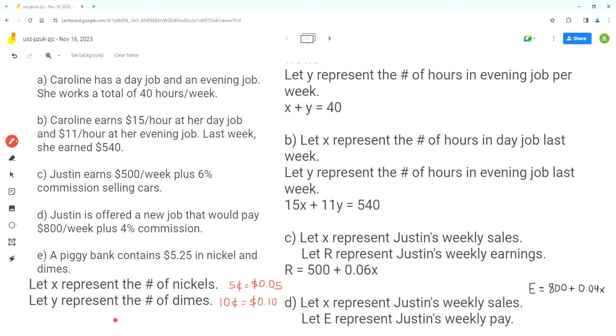So now we can write our equation, and our equation will be 0.05x. So that's the total value of all the nickels in the piggy bank, plus 0.10y. So that's the total value of all the dimes in the piggy bank, and the sum of these two values should be equal to 5.25. So that's the total amount of money in the piggy bank. So this should be the equation for part E.